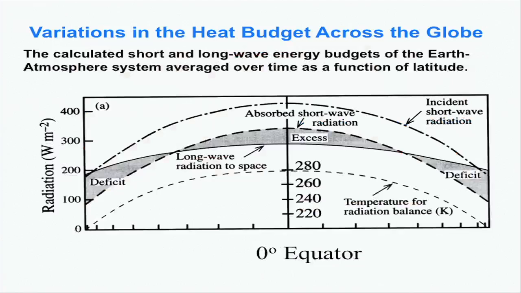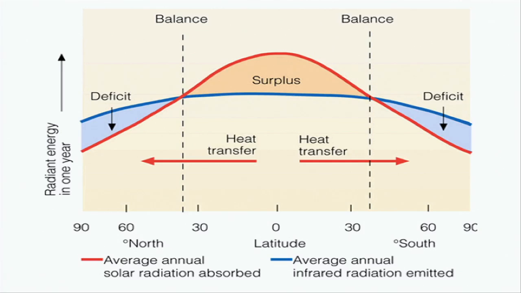Well, effectively what it means is that we have to have heat transfer. So we've got that surplus of energy between about 35 to 40 north and south, and we've got this deficit at higher latitudes towards the poles, so we must be transporting heat from that region to this region. And that's how we can increase the temperature in those high latitude regions to maintain equilibrium of this whole Earth atmosphere system. So that's extremely important, obviously. And of course, it's that heat transfer that's key to how the atmosphere works, and also, as we'll see, the ocean to some extent.